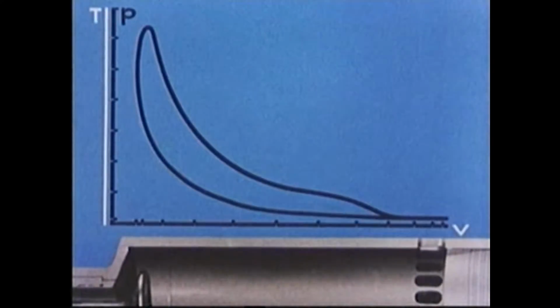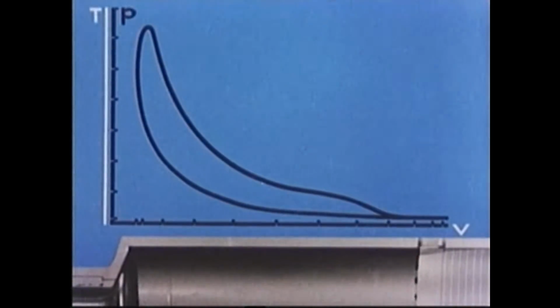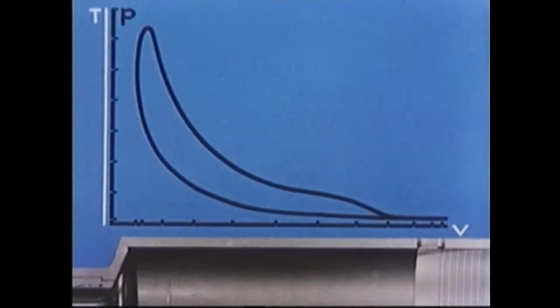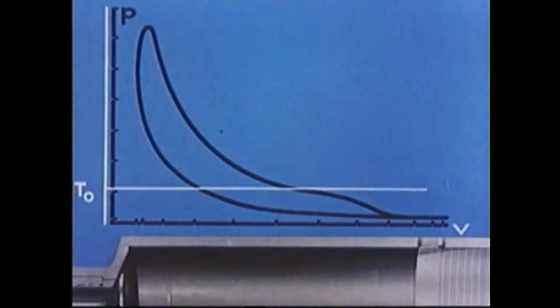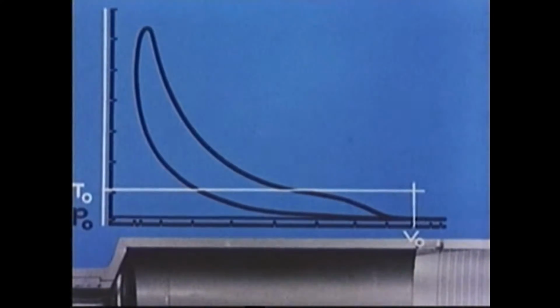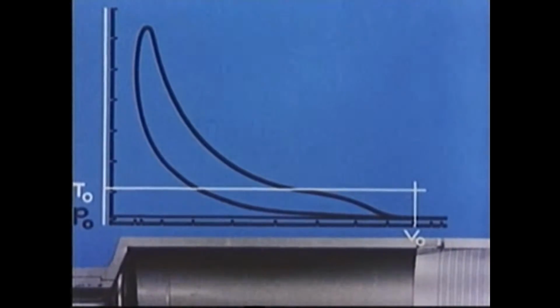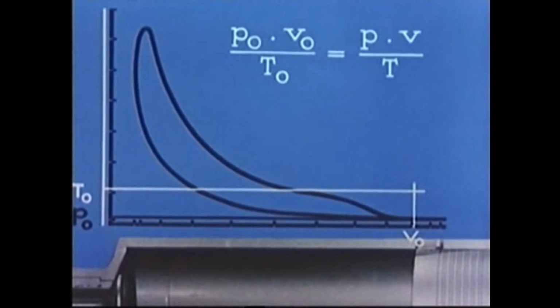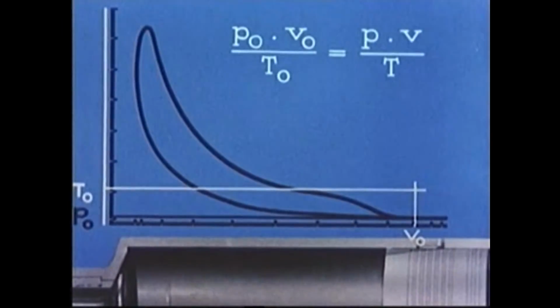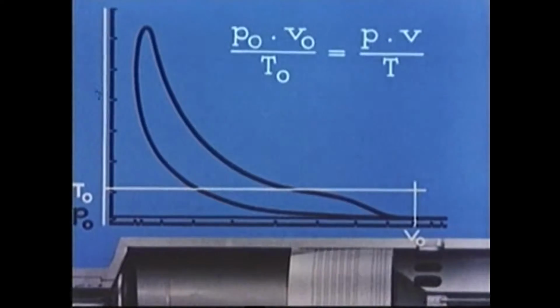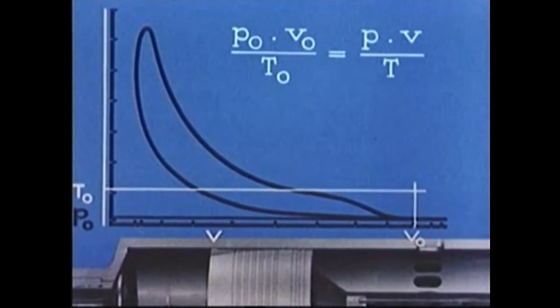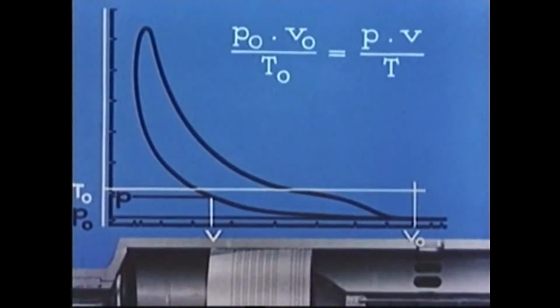The indicator diagram may also form the basis for computing the temperatures in the cylinder. Just after the scavenging, at the beginning of compression, the temperature is T0, the volume V0, and the pressure P0. From thermodynamics, we know that the pressure multiplied by the volume divided by the temperature is constant for an isolated amount of air, which is the case here in the cylinder, independent of the position of the piston, so long as the valve and the scavenge ports are closed.